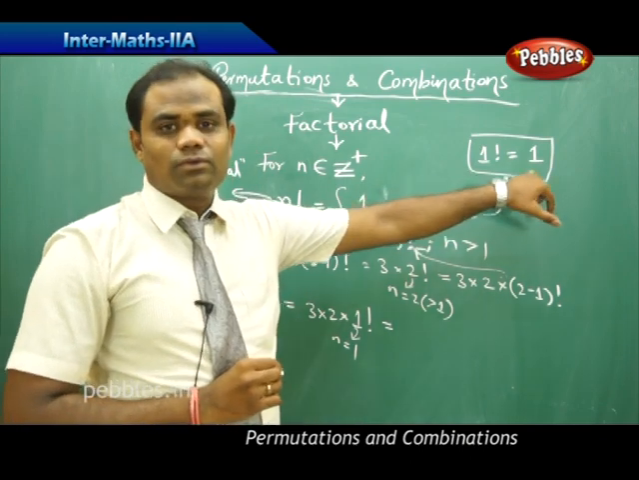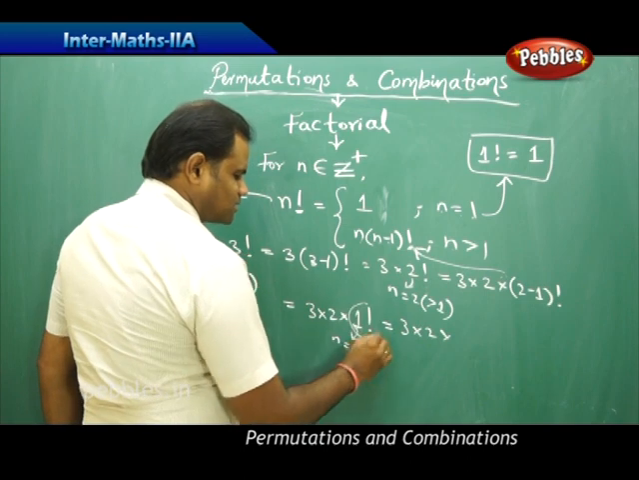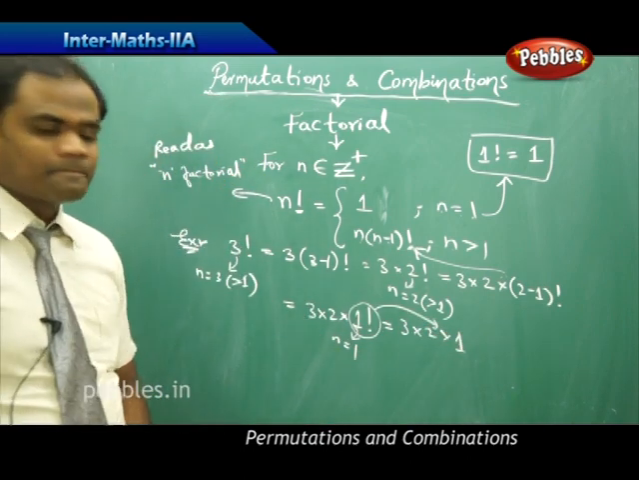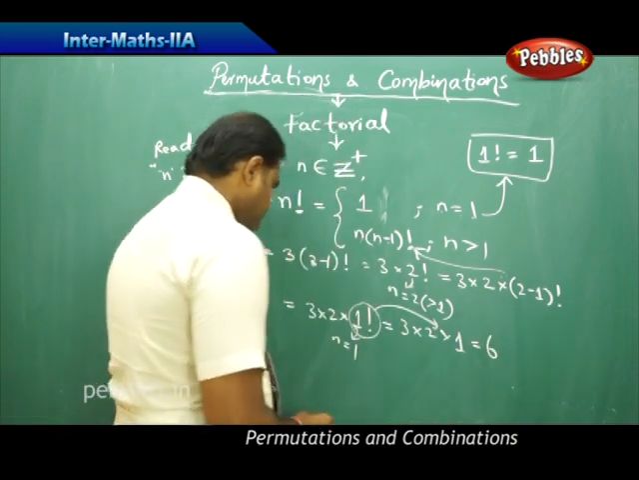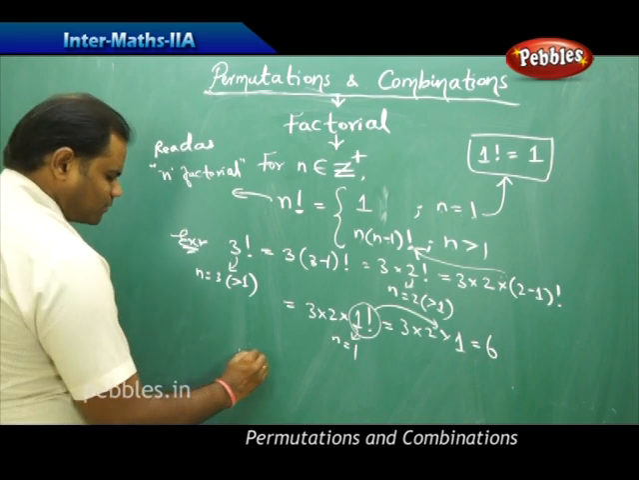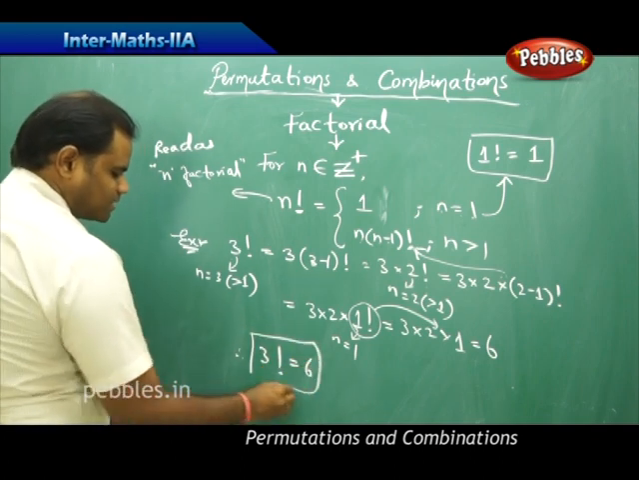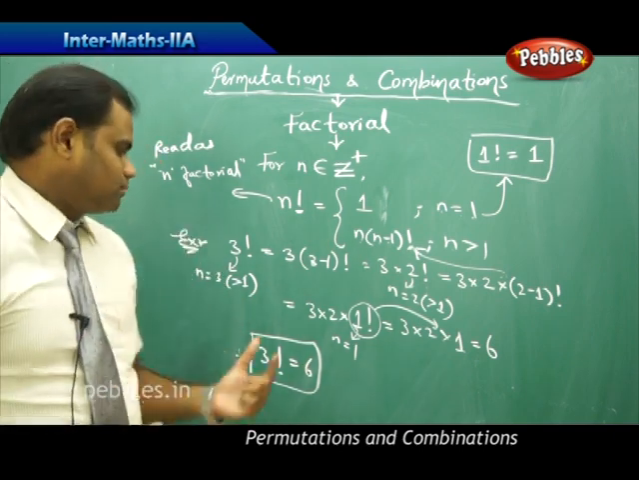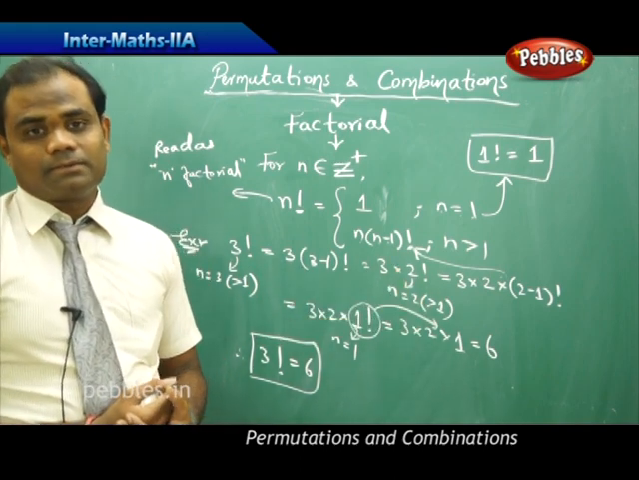So 1 factorial equal to 1 implies this will be equal to 3 times 2 times 1. Therefore, I get this to be 3 times 2, which is 6. So finally, my 3 factorial is with the value 6 using the basic definition of n factorial. This is how we find the factorial of a value by constructing through the different process.